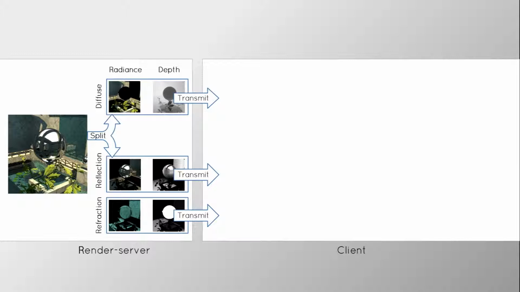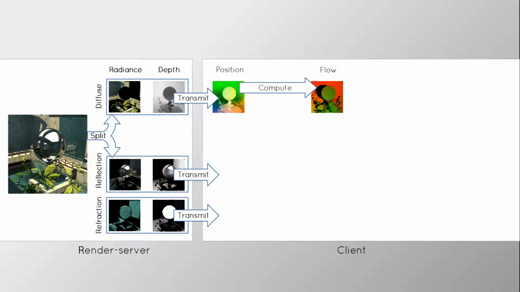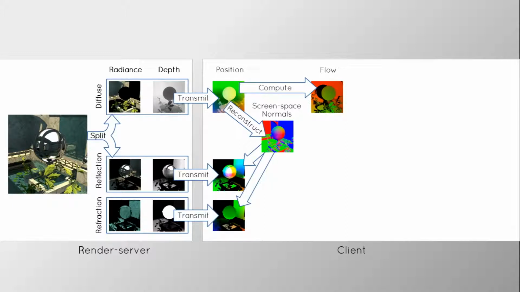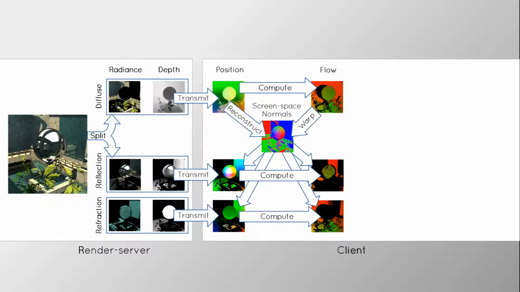At first, we unproject the diffuse information into world space. As shown previously, this is sufficient for us to compute the image flow. We then reconstruct the screen space normals by differentiating the diffuse depth component, which is needed to unproject the reflective and refractive layer. We now have all the information we need to compute the reflective and refractive image flow. This step is our main contribution and will be shown later in detail.